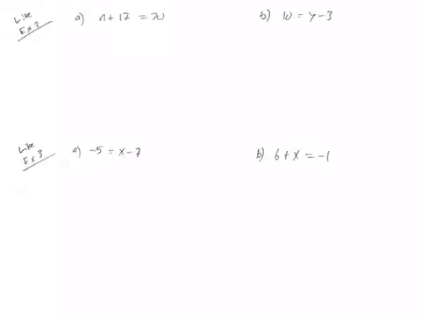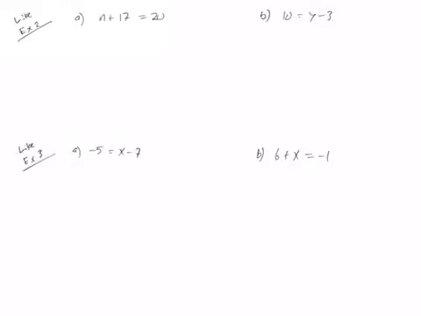Let's try that out. N plus 17 is equal to 20. So you might be able to just look at that and say, oh, the answer is obviously 3, because 3 plus 17 is equal to 20. But that's not the point. We're trying to understand a concept here.